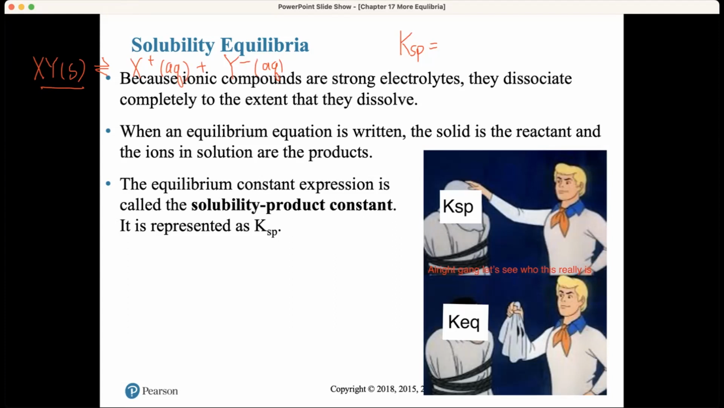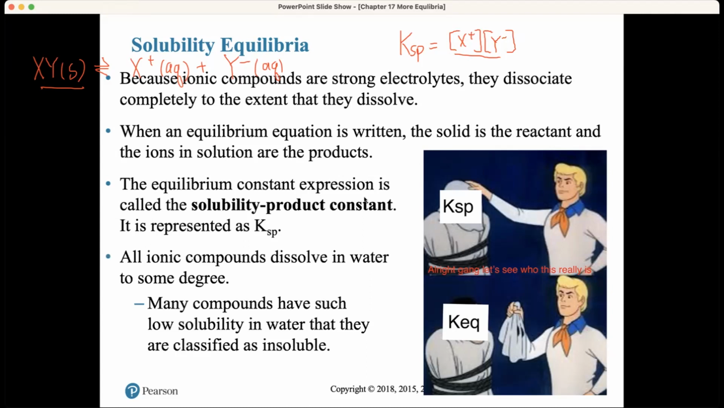Mariah, yes, go. The concentration of X plus times the concentration of Y minus. Yep. Over, no, what? Yes. Put solid on the board. No, you don't. Good. Over nothing, because 1, right? Because of solid. Good. You caught it though. But we would write over our reactants, but our reactants are always going to be solid. So it's just going to be our products. So it's kind of nice, right?